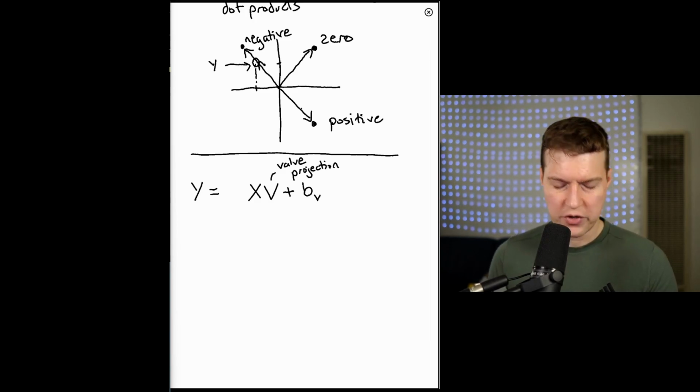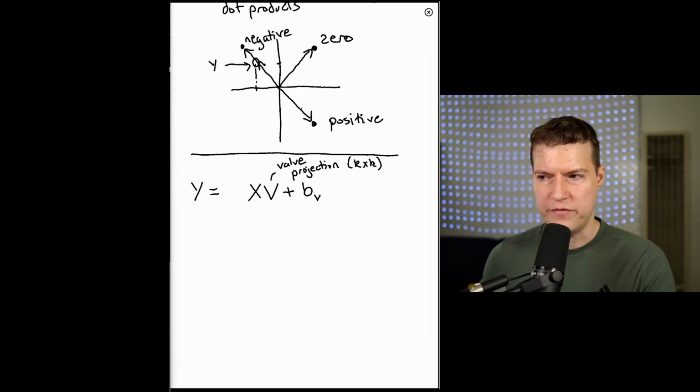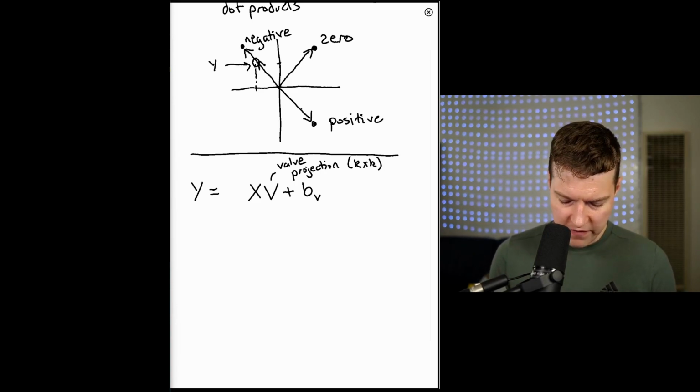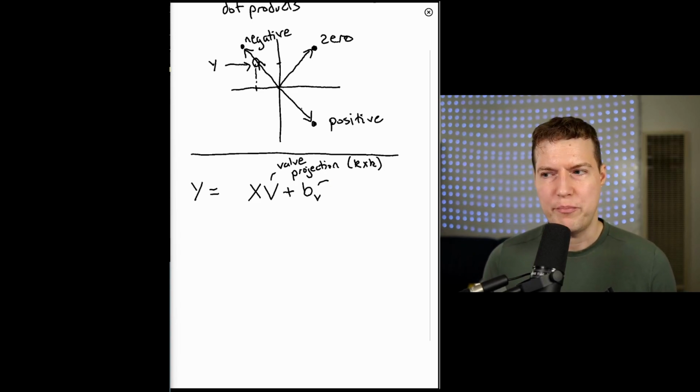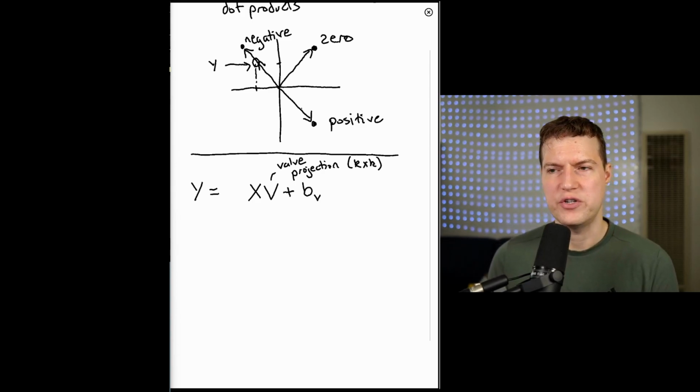And just so you know the dimensions, this is k by k, where k is the number of channels. And then for BV, these are called biases. This is just a 1 by k, so there's one bias per channel. And this is called a linear projection.